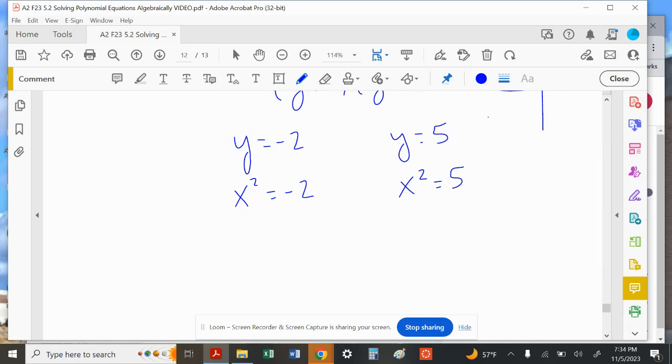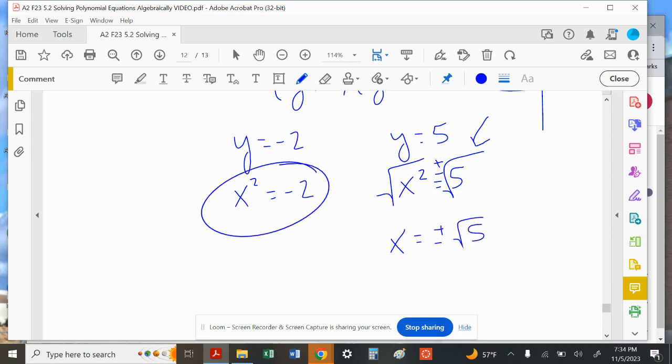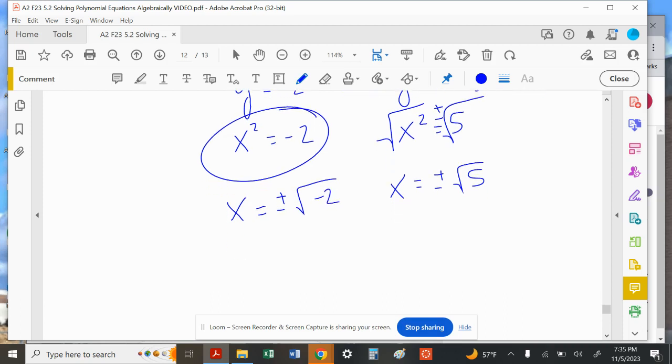We're going to do this one first. We're going to take the square root of both sides, plus or minus. Anytime I take the square root to solve it, I have to remember to put that plus or minus on the right side. So that becomes x equals plus or minus the square root of 5. Over on this side, I have x equals plus or minus the square root of negative 2. Remember, any square root of a negative number becomes an i. So it's x equals plus or minus i square root of 2.